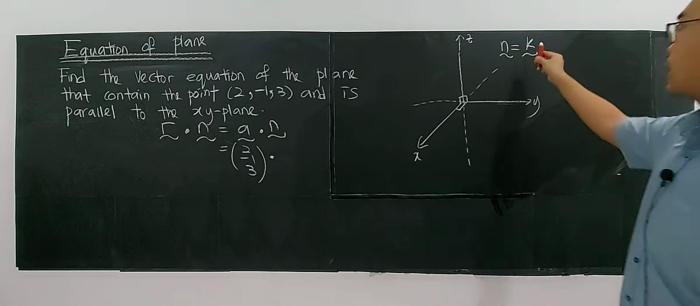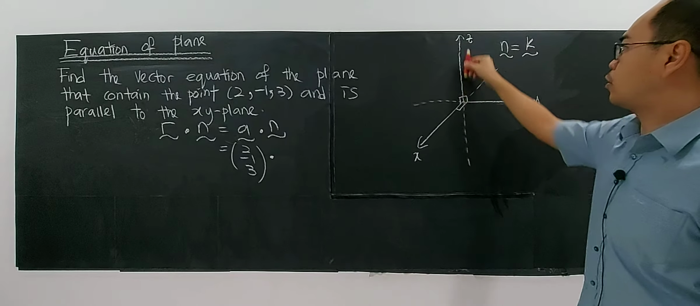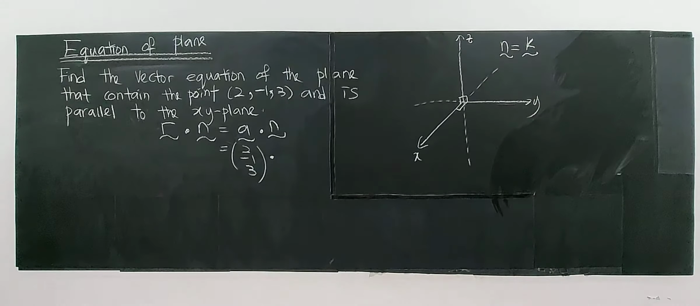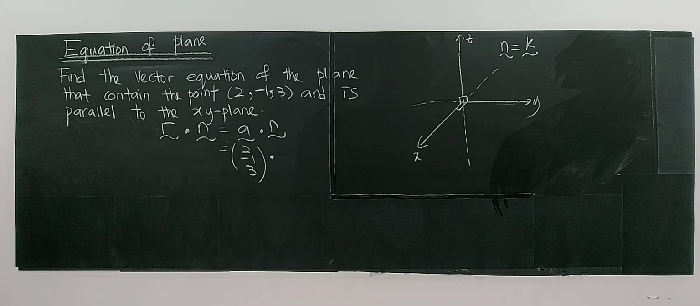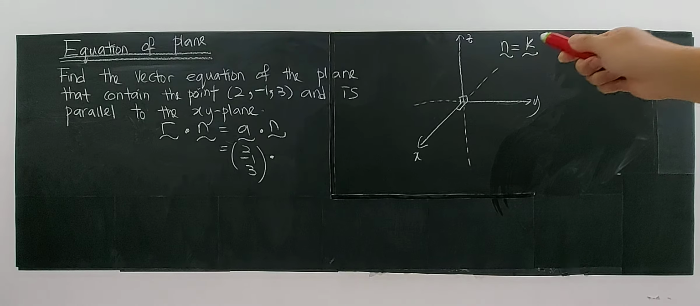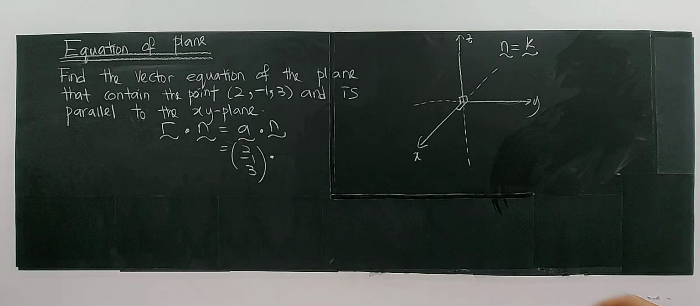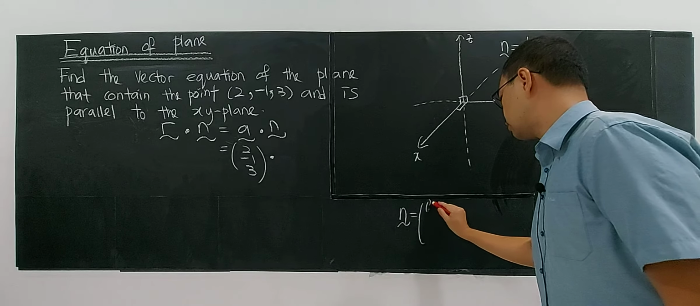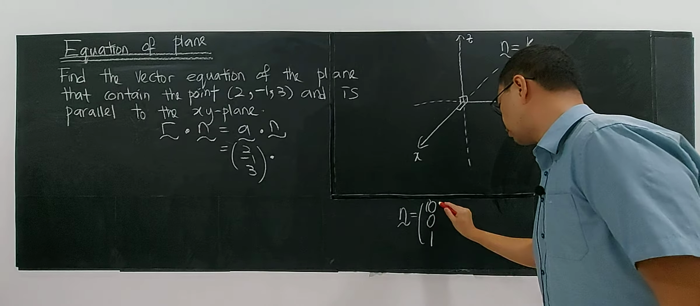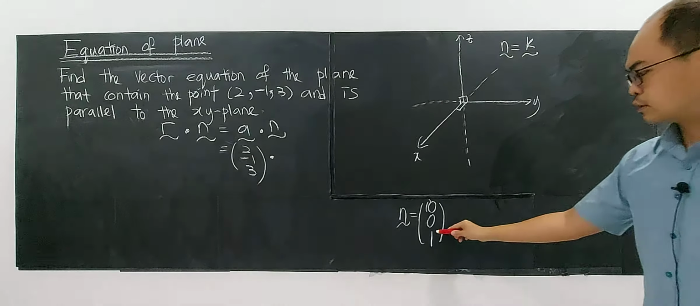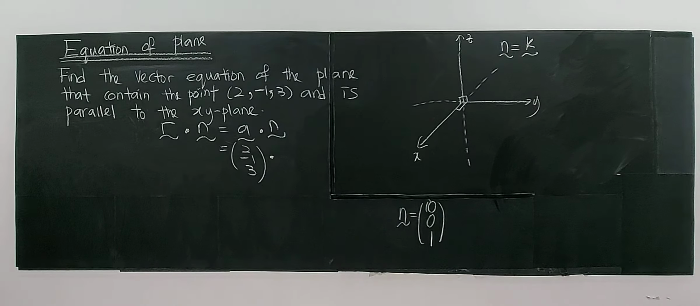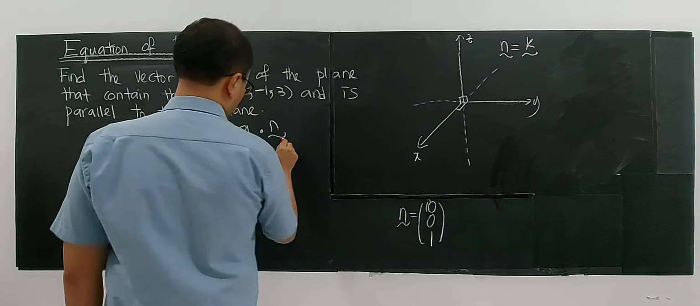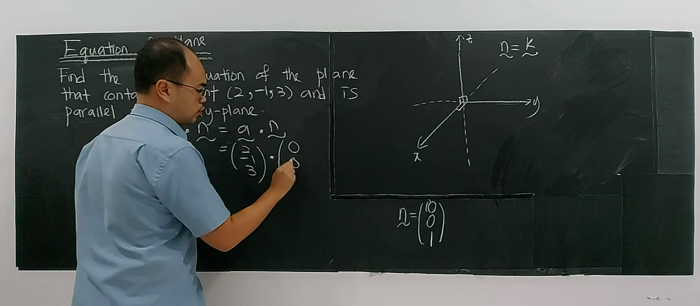K, because k is the unit vector for the z-axis. Alright, so very simple. So now we already know that the normal is k. So k here means that the normal vector is 0, 0, 1. Alright, for z, 1 unit, the unit vector. So I'm going to substitute here with 0, 0, 1.